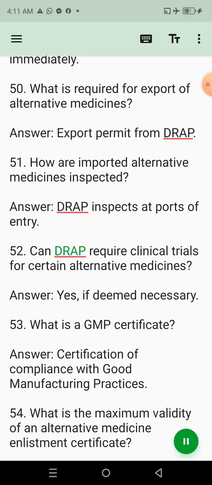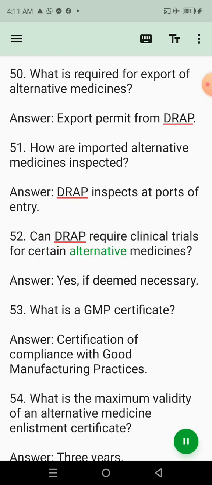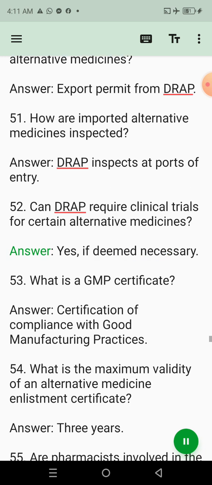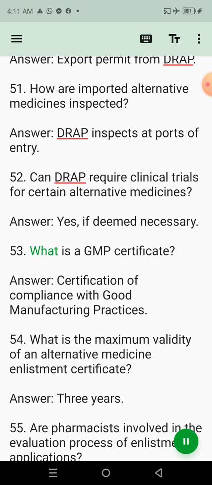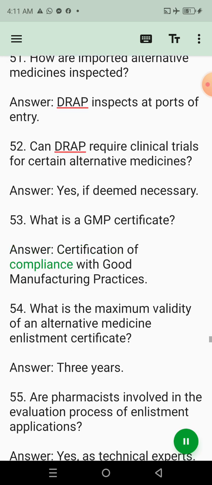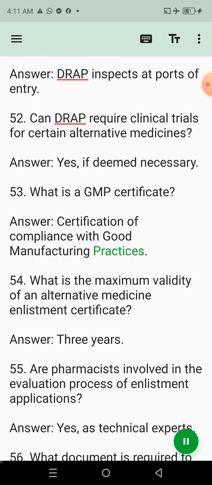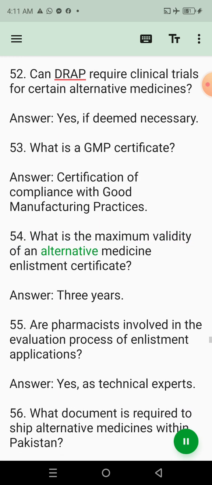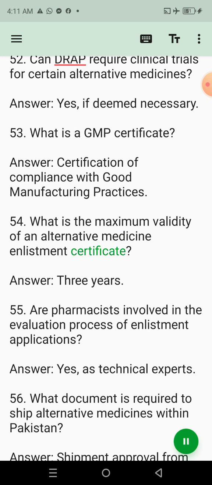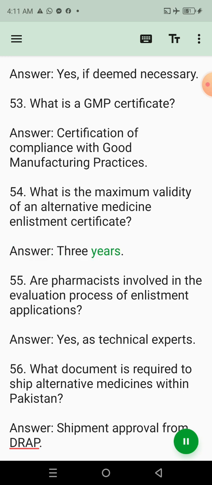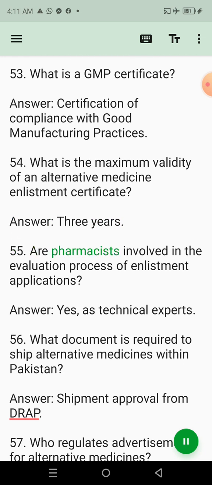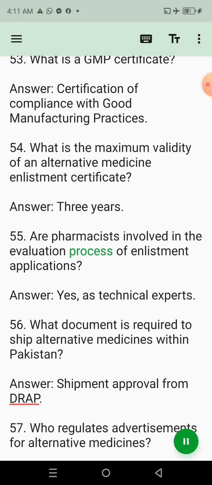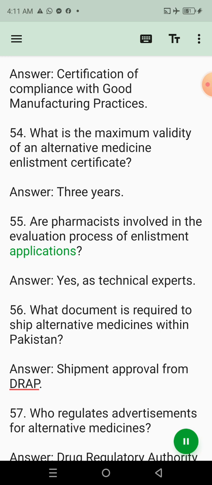52. Can DRAP require clinical trials for certain alternative medicines? Answer: Yes, if deemed necessary. 53. What is a GMP certificate? Answer: Certification of compliance with good manufacturing practices. 54. What is the maximum validity of an alternative medicine enlistment certificate? Answer: 3 years. 55. Are pharmacists involved in the evaluation process of enlistment applications?